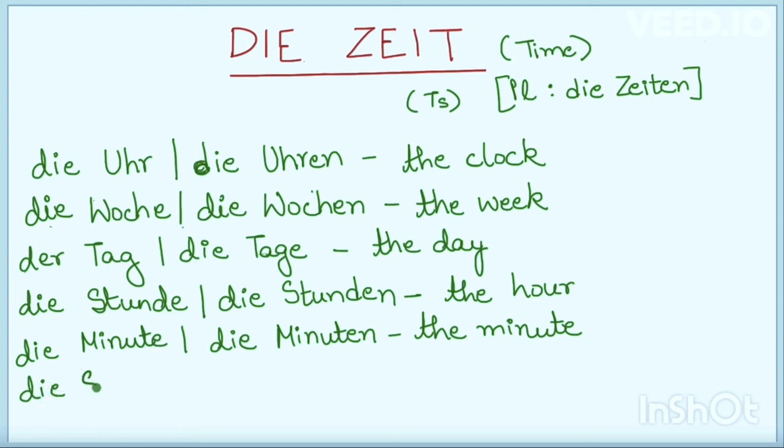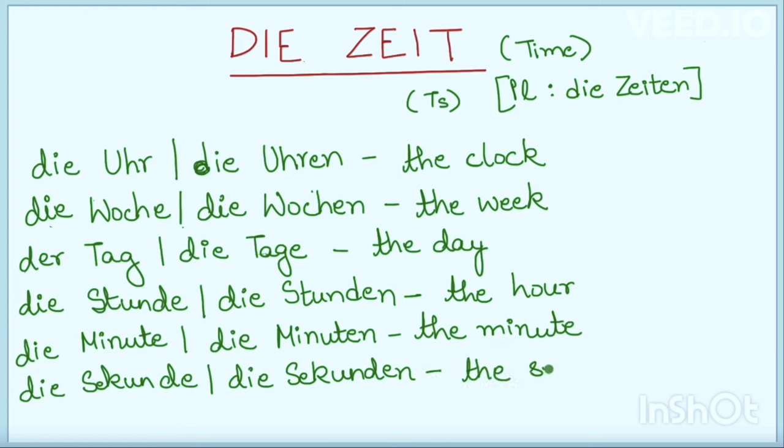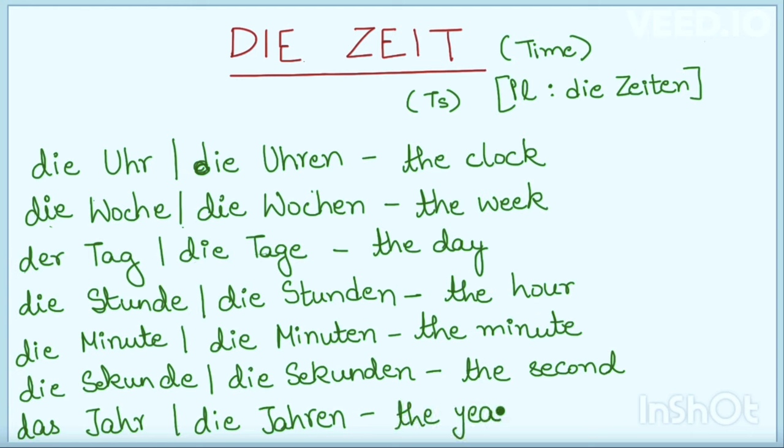Similarly, die Sekunde. And the plural form is die Sekunden, which means the second. Last, we have das Jahr. And the plural form is die Jahren, which means the year.